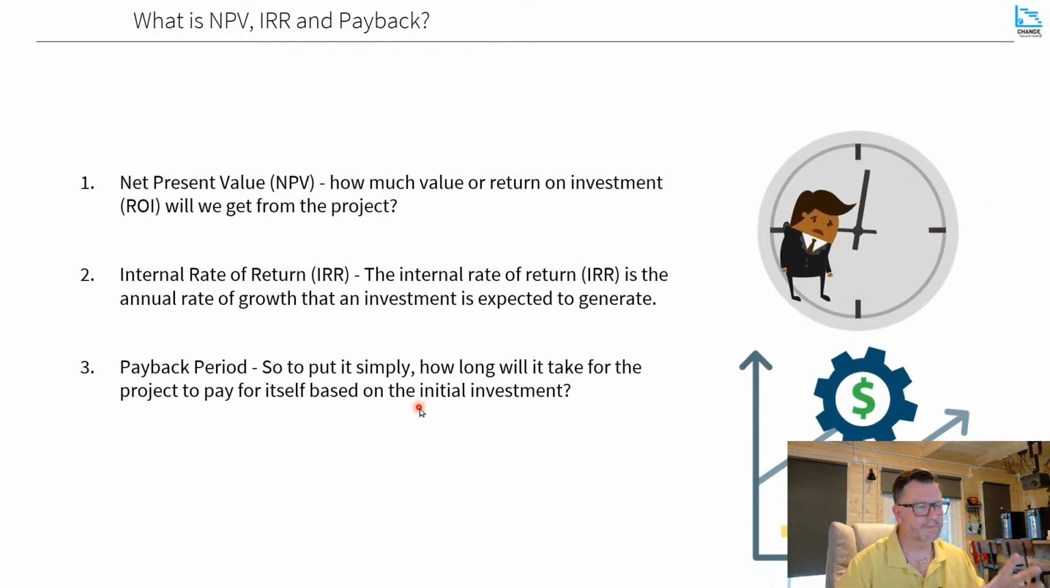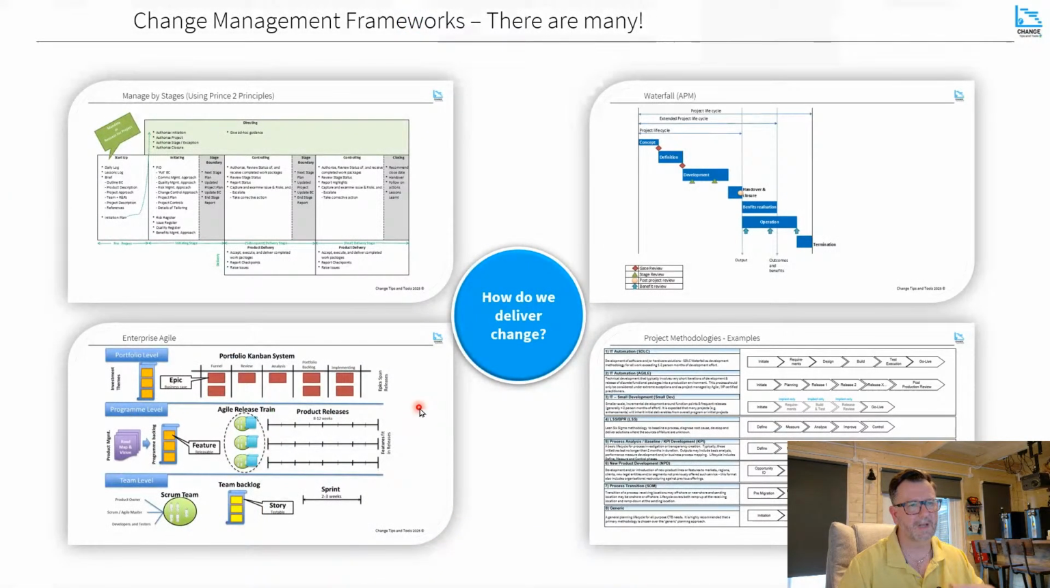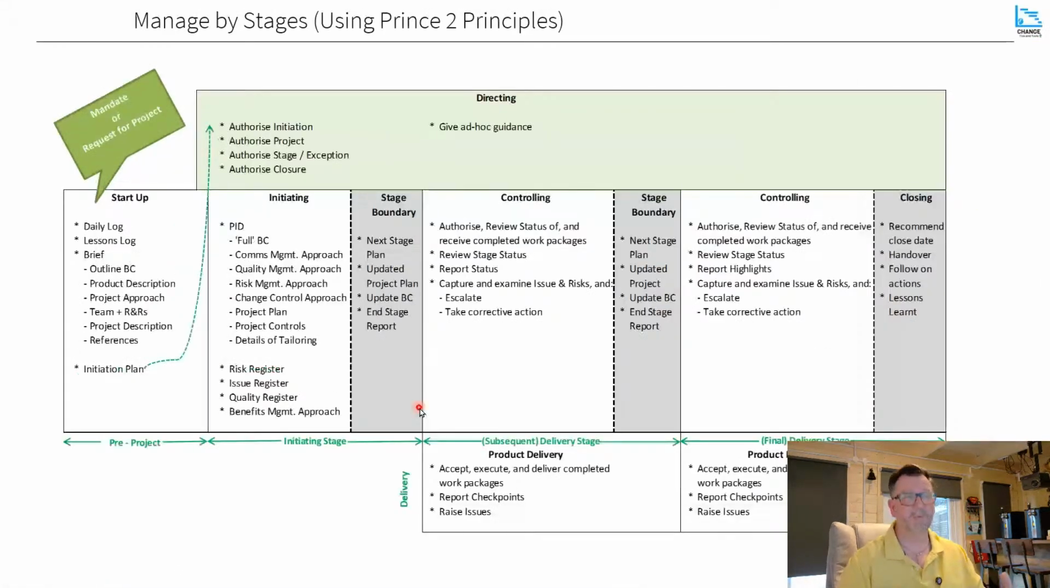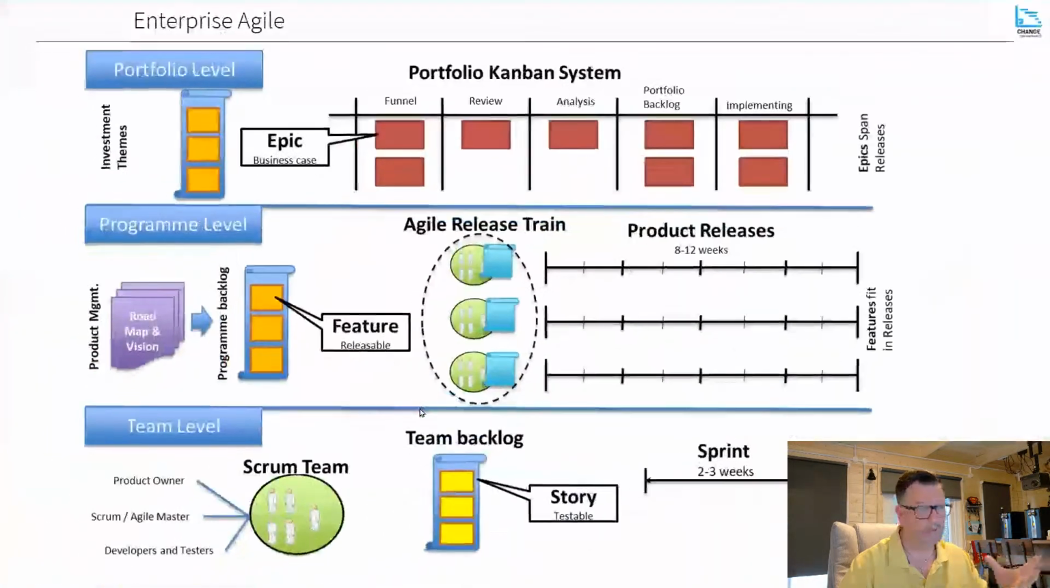So once we've got that, the other thing you need to be aware of is that your organization will have many different approaches to change. So for example, you've got managed by stages, taken from PRINCE2 principles. You've then got waterfall, and this is taken from APM. And then a lot of organizations, especially in software development, look at agile. So you've got agile here, enterprise agile or scaled agile, and sometimes it's known as SAFe.